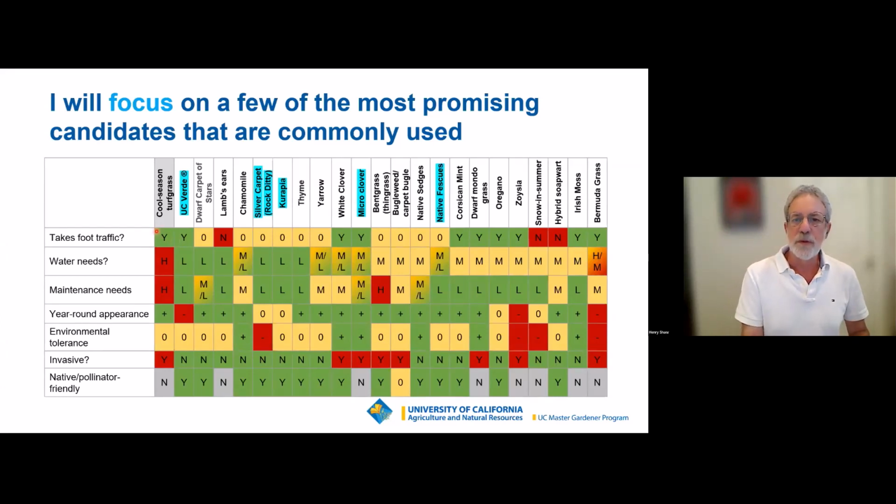So for instance, a cool season turf grass takes foot traffic, but it needs a lot of water, so it's red. It needs a lot of maintenance, so it's red. It looks good year round if you give it enough water. It's reasonably tolerant of various environmental conditions. It's not invasive, but it's not native to California. It's not pollinator friendly. So I've done that for all of these alternatives, and tonight I will not have time to talk about all of these things. But I'm going to talk about the ones that are highlighted in blue. So it's about 5 or 6 of these.